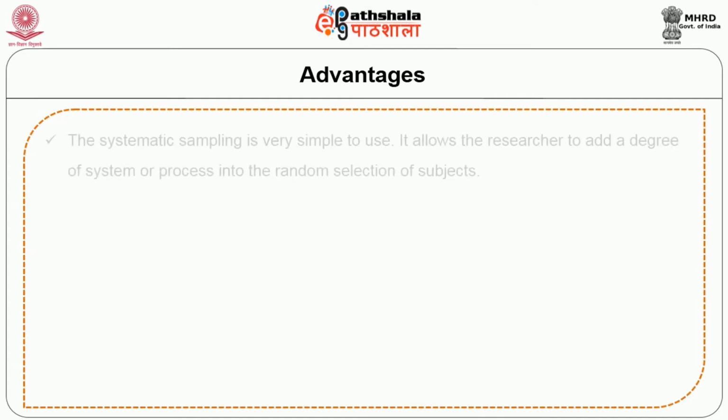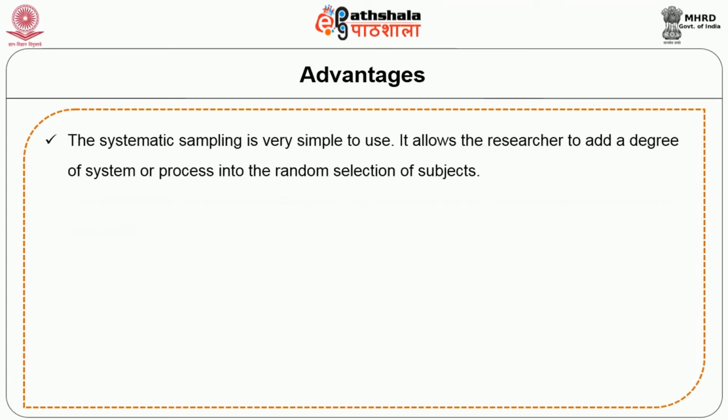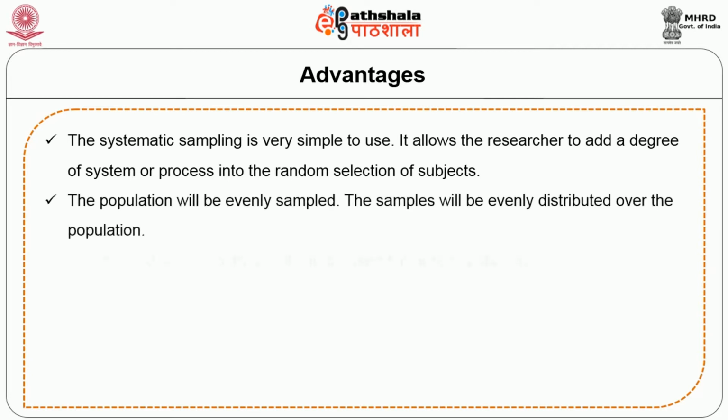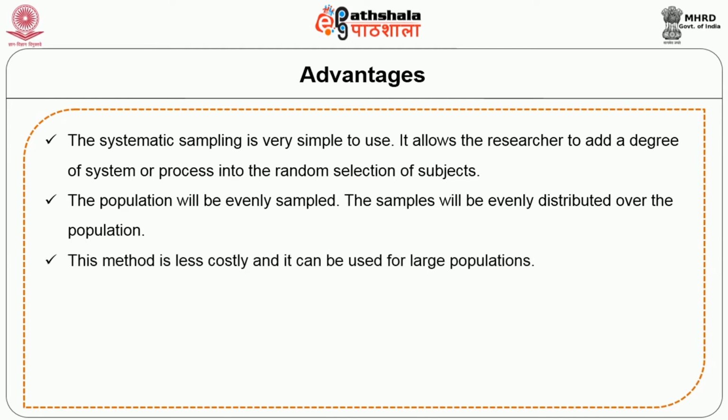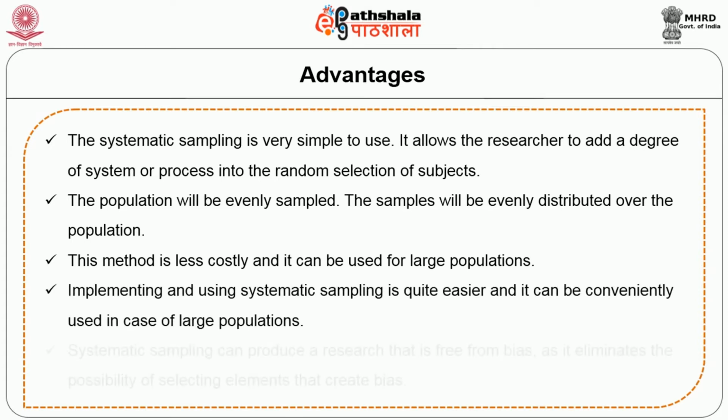Its advantages are: systematic sampling is very simple to use. It allows the researchers to add a degree of system or process into the random selection of subjects. The population will be evenly sampled. The samples will be evenly distributed over the population. This method is less costly and it can be used for large populations. Implementing and using systematic sampling is quite easy and it can be conveniently used in case of large populations.